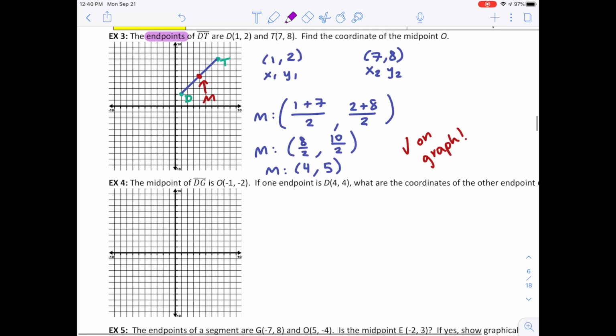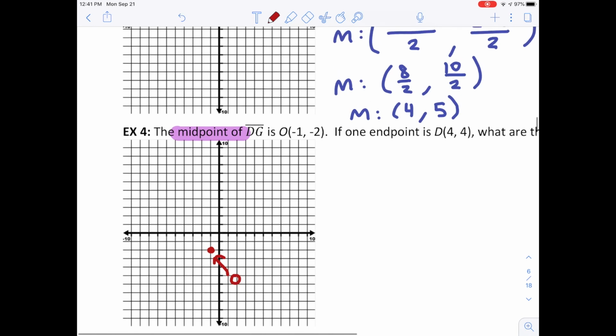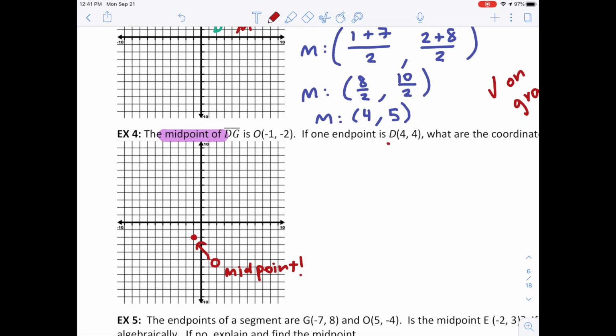But let's look at what's going on in example number 4. The midpoint of line segment DG is point O at -1, -2. So let's make sure we're doing that correctly on the graph. The point -1, -2 is the midpoint. It's called point O, so it's the midpoint. One of the endpoints is point D, located at 4, 4. So 4, 4, which is about here, is one of the endpoints.